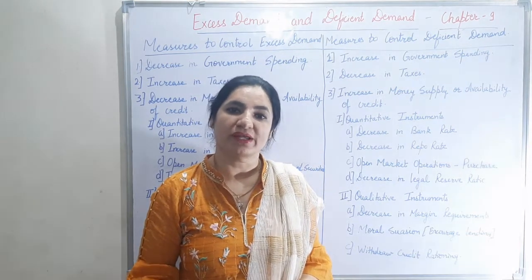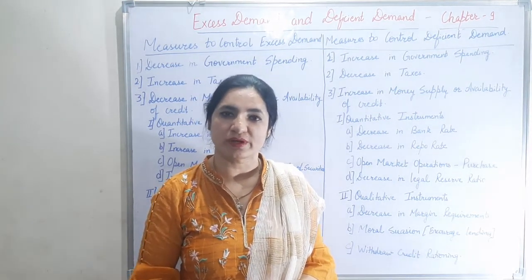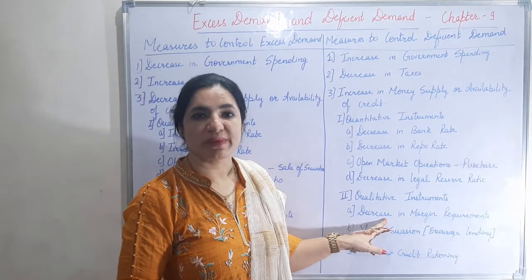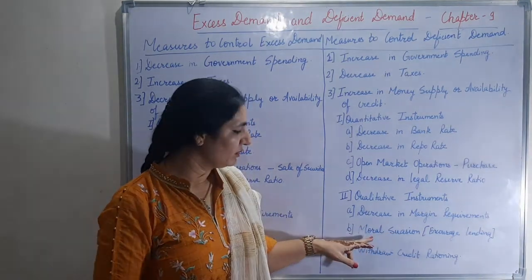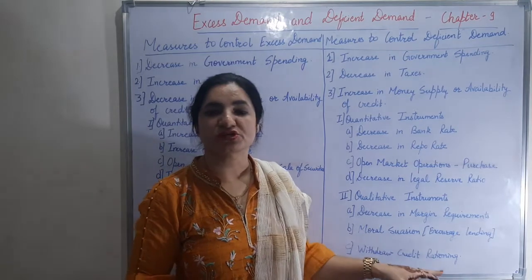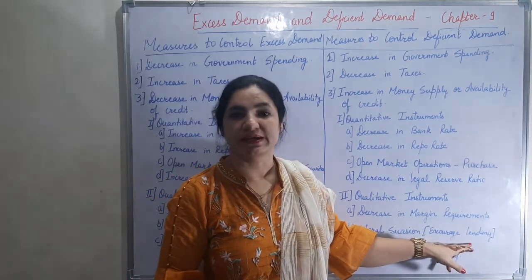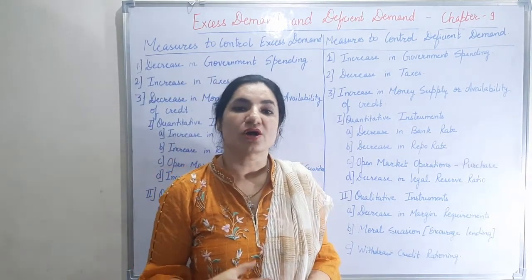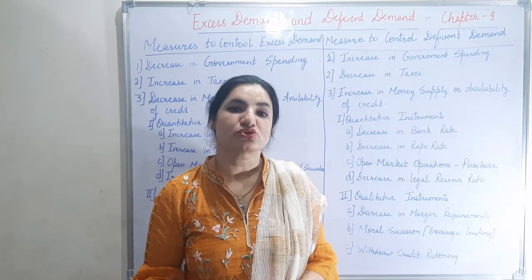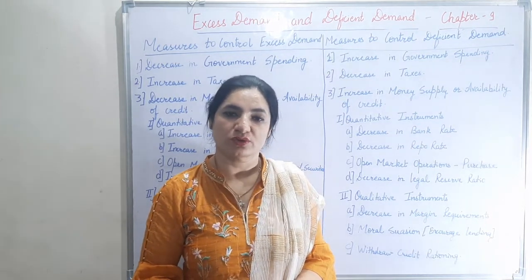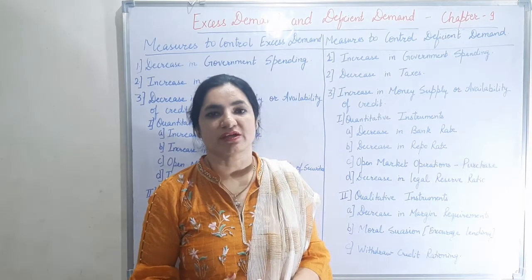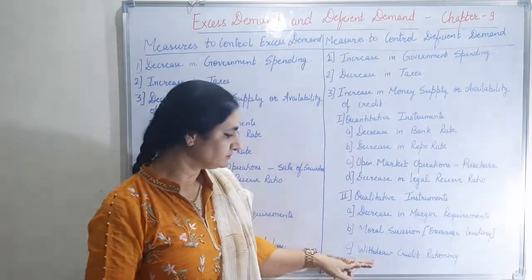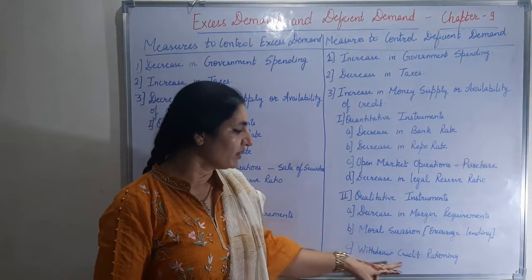So when more money is given as loans, definitely people will be willing to take loans from the banks, thereby increasing the money supply. Next is moral suasion. Moral suasion means encouraging lending. Under this, the RBI instructs or informs the banks that they should encourage people to take loans for various activities so that there will be more money supply in the economy, thereby increasing the aggregate demand. The last point is withdrawing credit rationing.